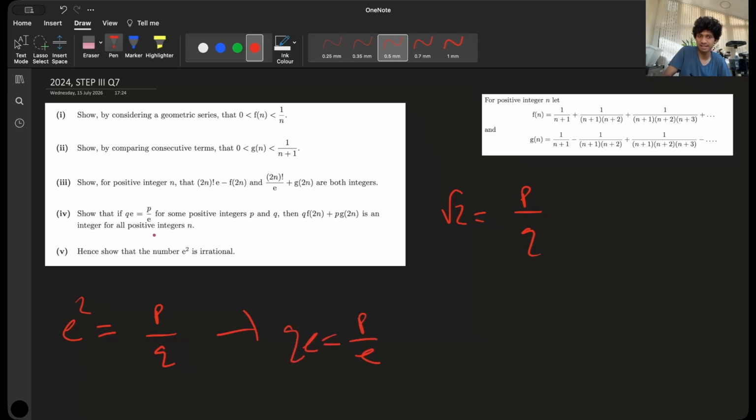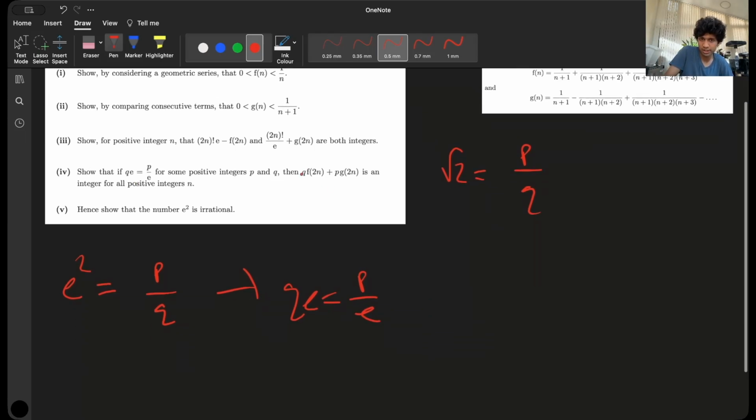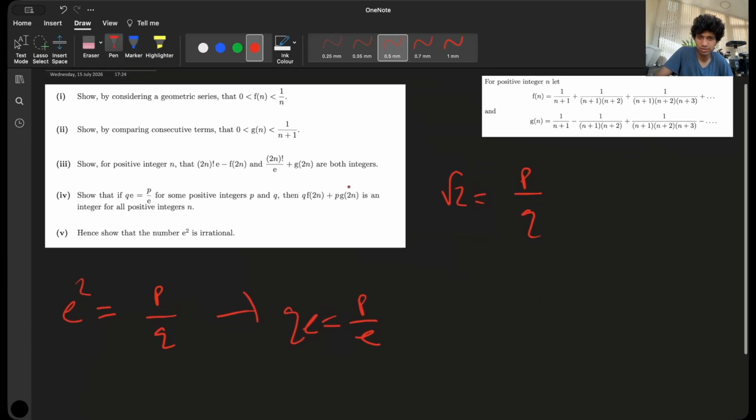And now we're exactly in the situation of part 4. So, okay, we're saying that suppose that e squared was irrational, then what we can now conclude is that qf of 2n plus pg of 2n is an integer for all positive integers n. Okay, so what we need to do is get a contradiction to do with that. So the contradiction, I suppose, is going to come from choosing a specific value of n. That kind of means that this expression here just obviously can't be an integer.